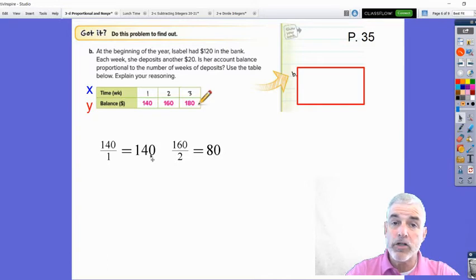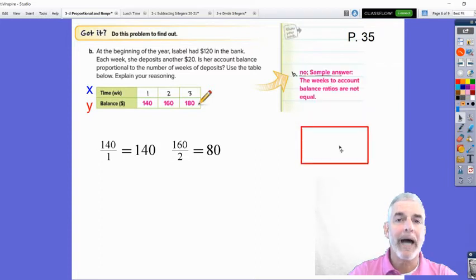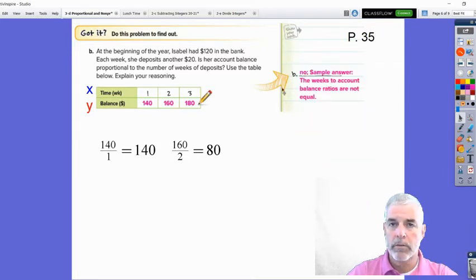Because once I get two of these ratios not equal, that tells me the answer. What is the answer? This relationship is not proportional. Okay? No, it is not proportional because the number of weeks and amount of money are not a constant rate.